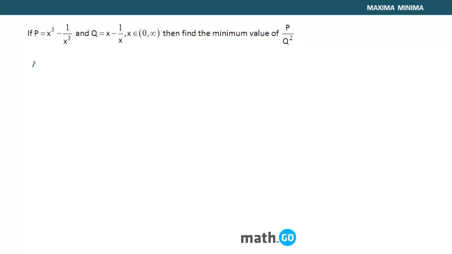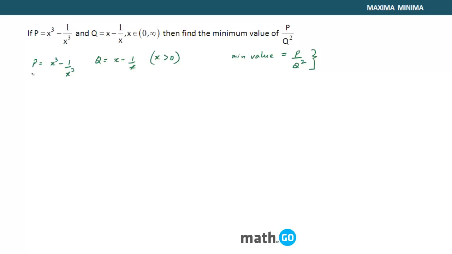Now this question is that p is given to be x cube minus 1 by x cube and q is given to be x minus 1 by x for x greater than 0, right? This is given to you. Now you are asked to find the minimum value of p by q square. Okay, so do not immediately start solving p by q square. In fact, these kinds of questions could very much be asked in your entrance examinations. Why? I'll tell you now.